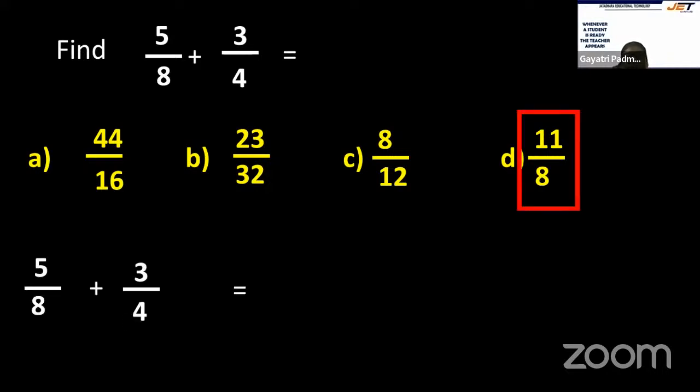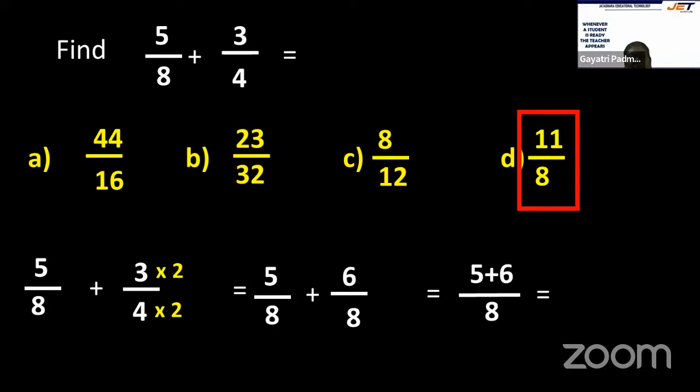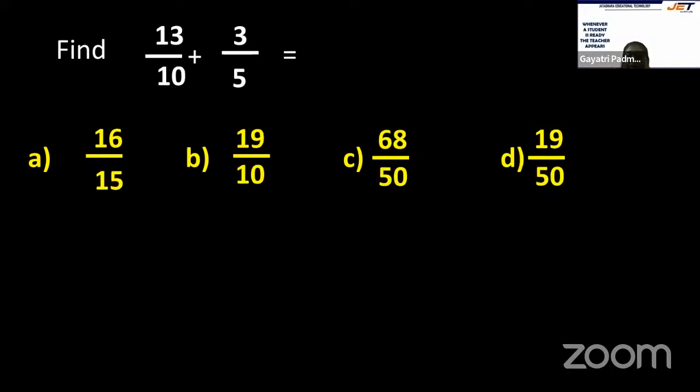All right, now let's see 5 by 8 plus 3 by 4. So 3 by 4 is multiplied by 2 to get 6 by 8. So the first thing is try to make your denominator same. So now you have 5 by 8 plus you have 6 by 8. Just 5 plus 6 by 8, which is 11 by 8. All right. Yes, see the next sum, 13 by 10 plus 3 by 5. What would be the answer?